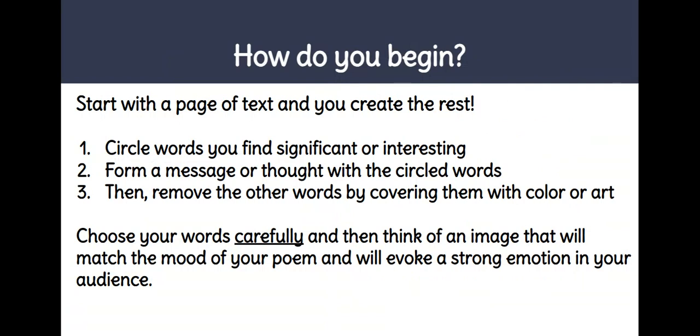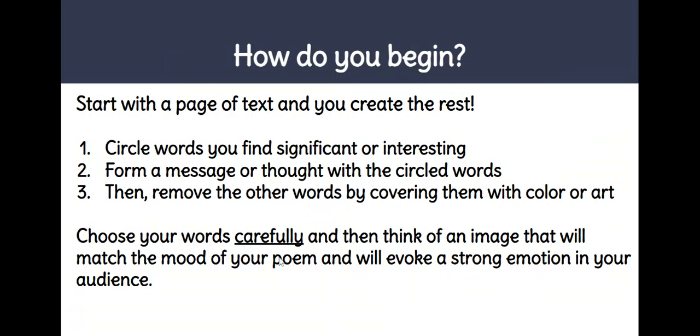How do you begin? Start with a page of text and you create the rest. Circle the words you find significant or interesting. Form a message or thought with the circled words. You can do this by writing them down on scratch paper to play with the order and make sure you like how the message is sounding. And then you're going to remove the other words by covering them with color or art.